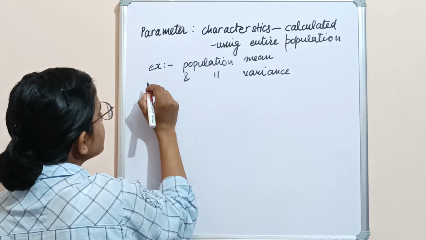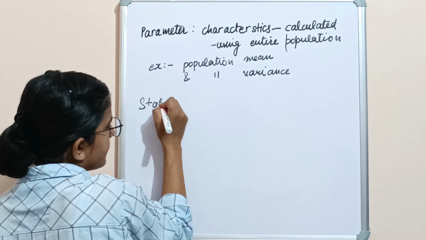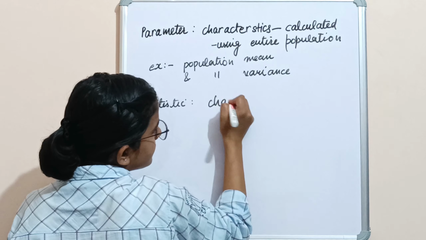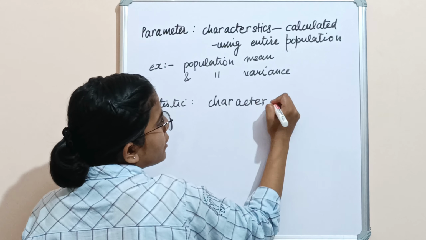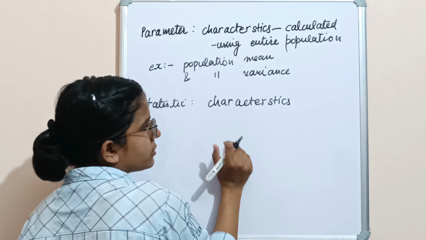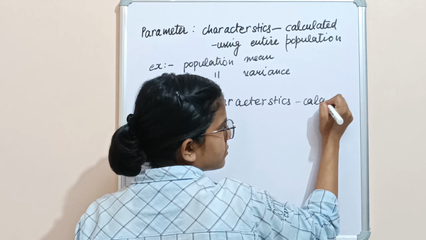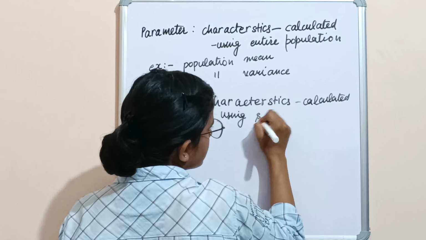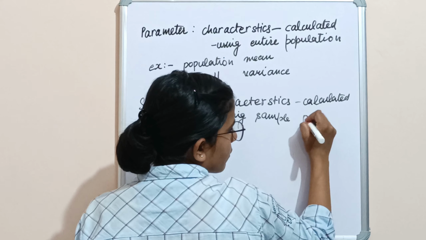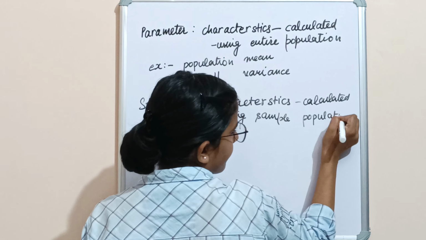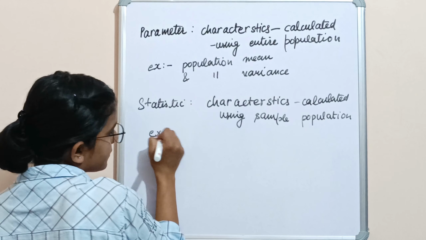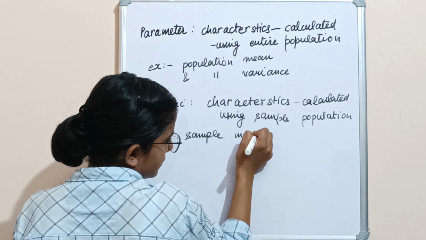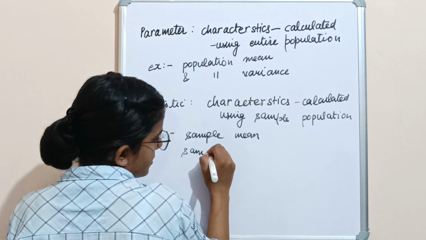Our next term is a statistic. A statistic is a characteristic that is calculated using a sample population. Its examples are sample mean and sample variance.